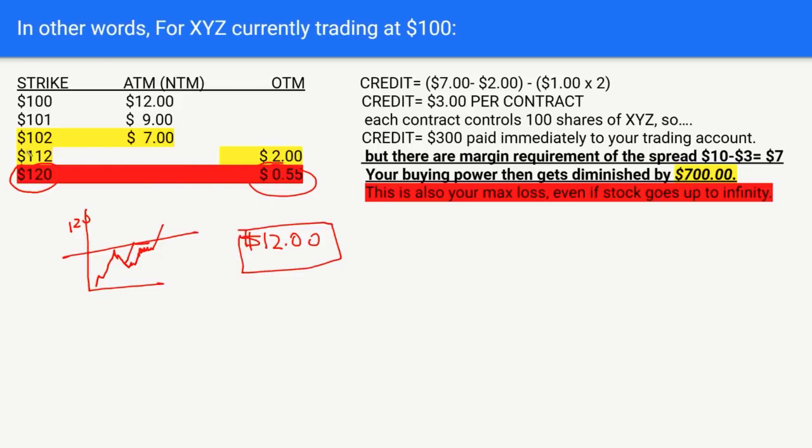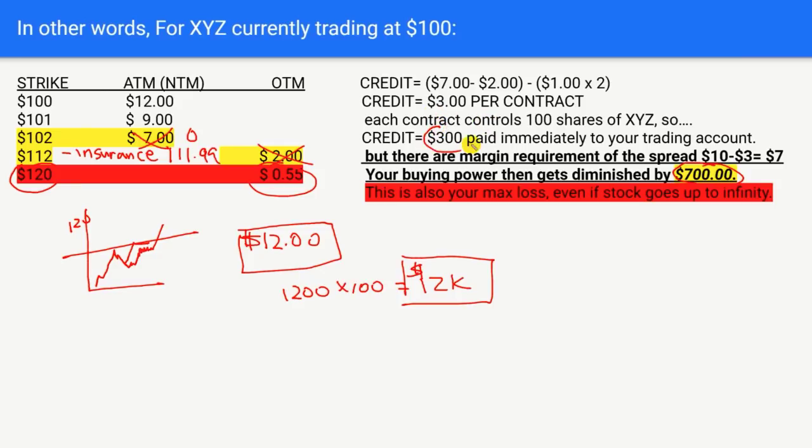But because you bought this insurance right here, your liability is still 700, not 1200. Can you imagine that? Times 100, that's 12K in liability if you did this naked. But let's say it hovers around 112 on the expiration day, and it finishes at 11.99. Well, this one's out, and this one expires worthless. You get to keep all of your premium right here, $300.